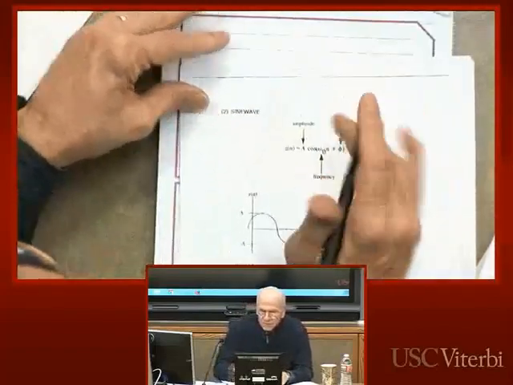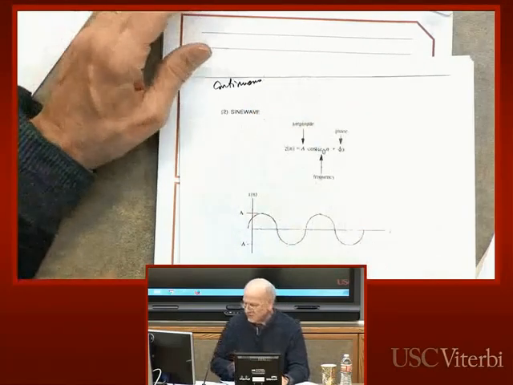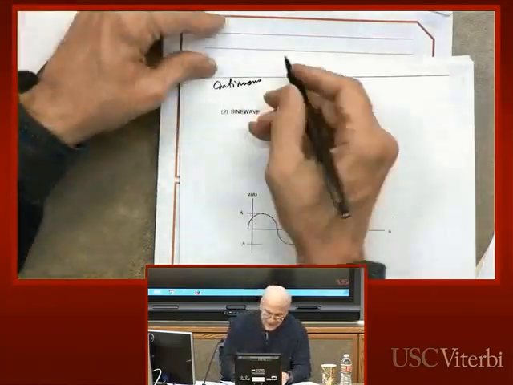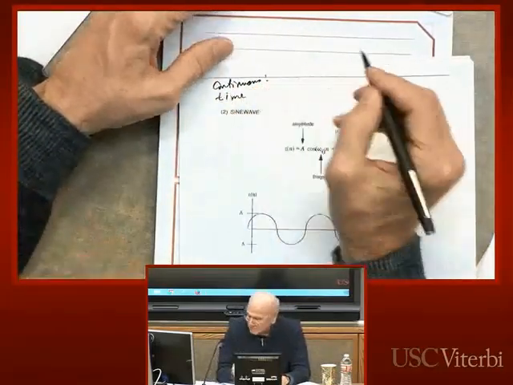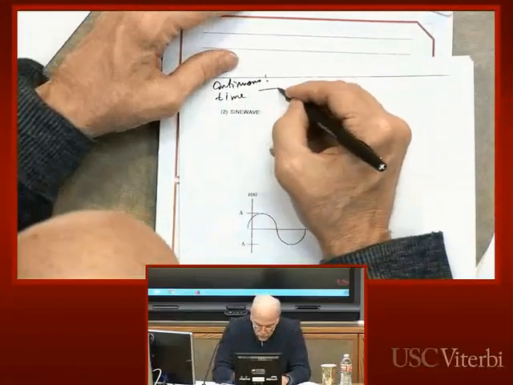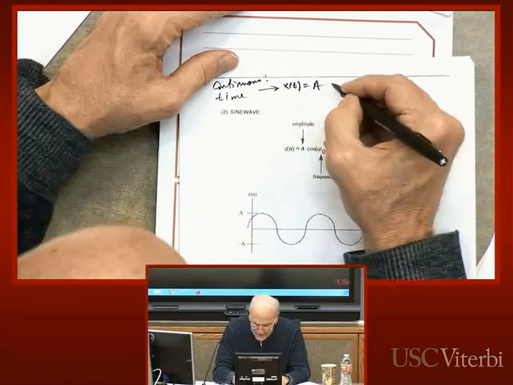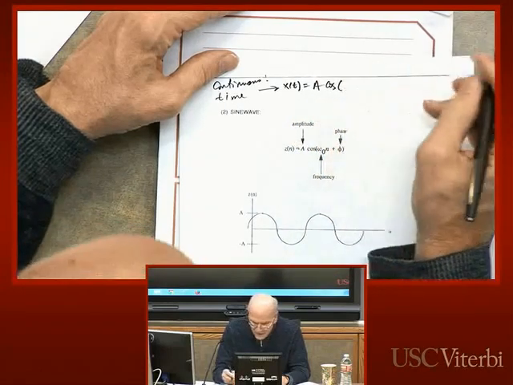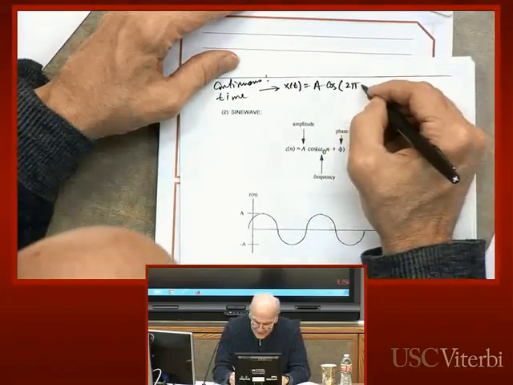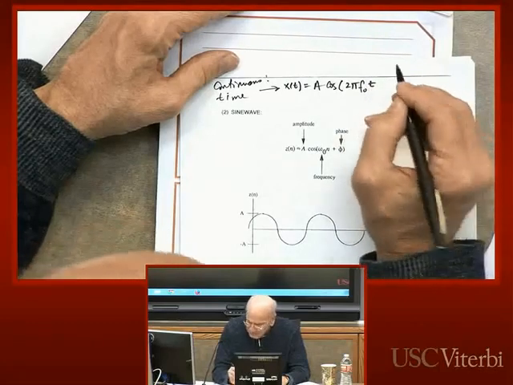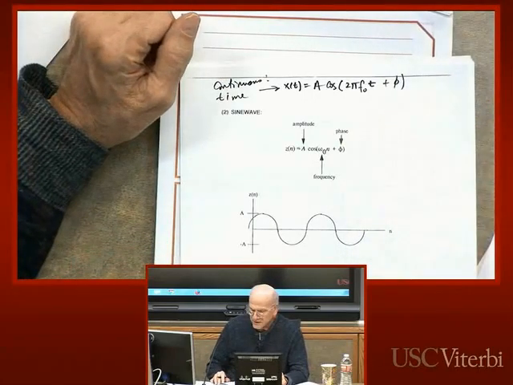Now, one point I should make: presumably many of you have dealt with the discrete and the continuous, or maybe just the continuous. But in continuous time, we would have a continuous time sine wave, and that would look like this: cosine of 2 pi f naught t plus phi. That would be continuous time.